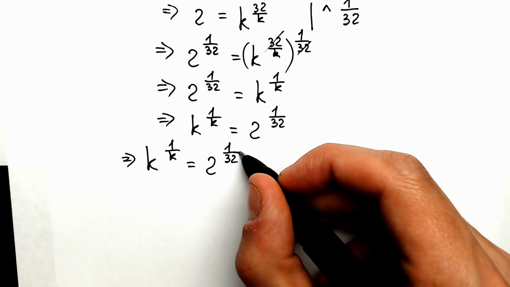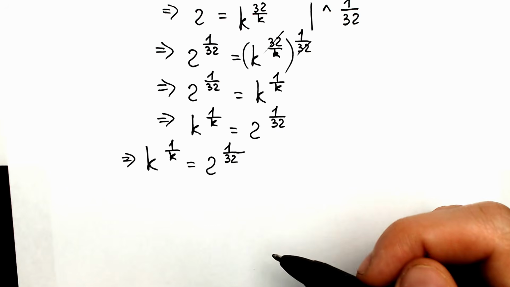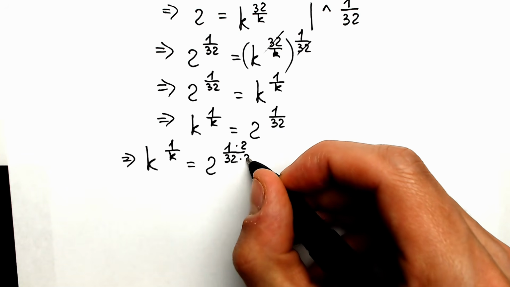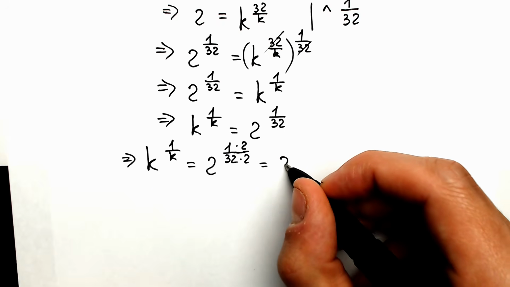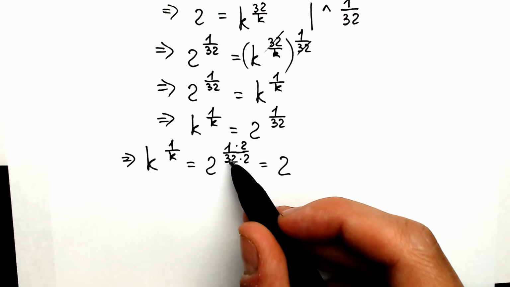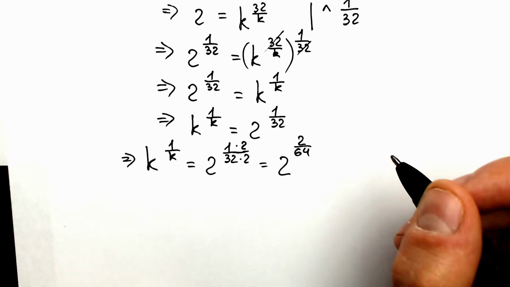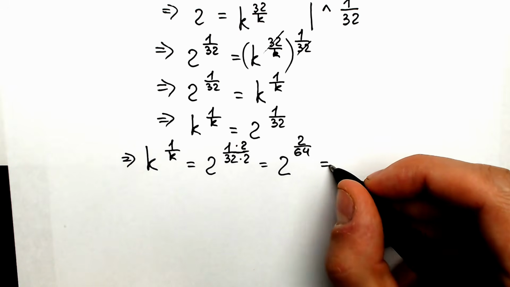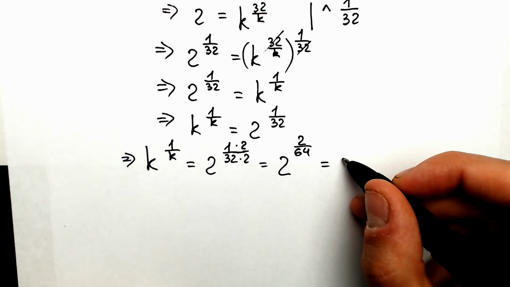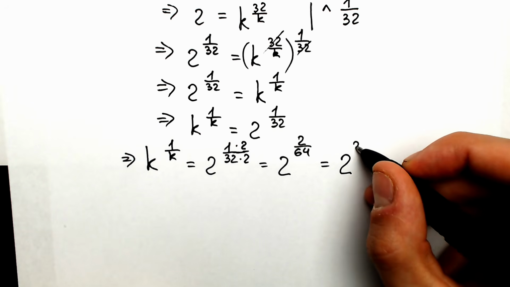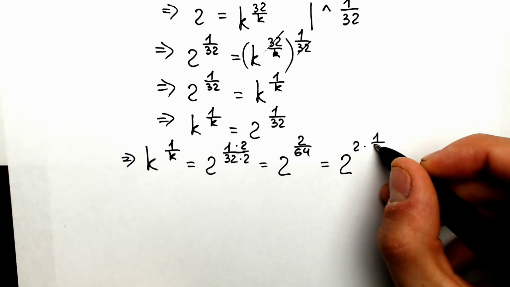Right now I want to multiply this power by 2, so we have 2 and 2. Basically we have 2 to the power 2 over 64. Right now, I want to split this power. I want to write this 2 over 64 as 2 times 1 over 64, so 2 to the power 2 times 1 over 64.